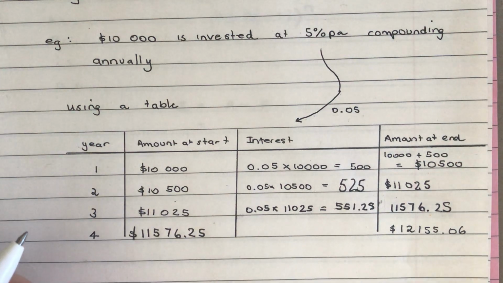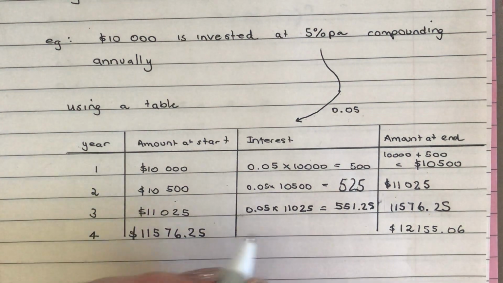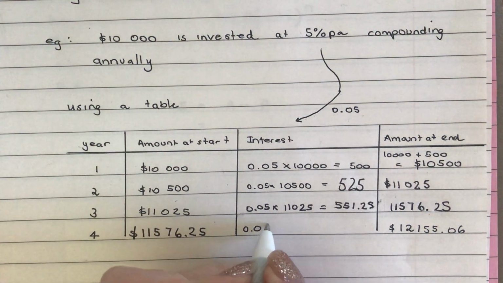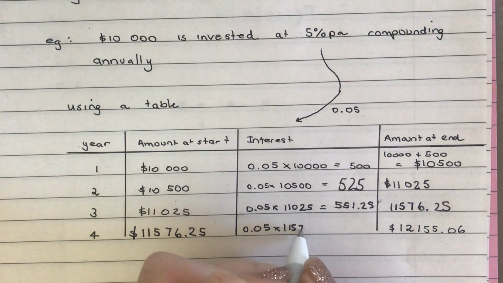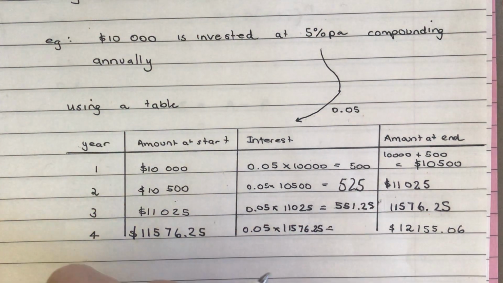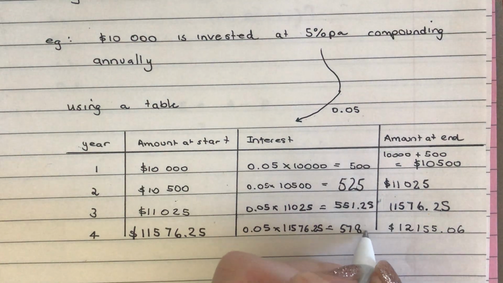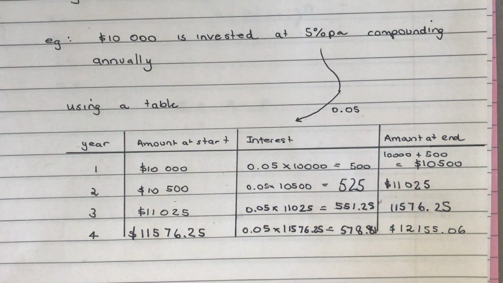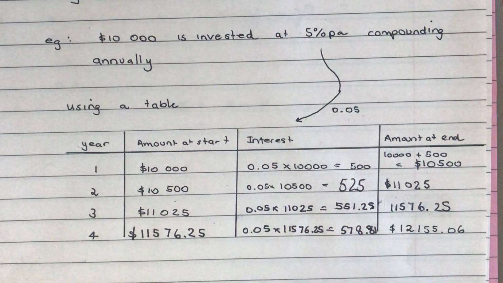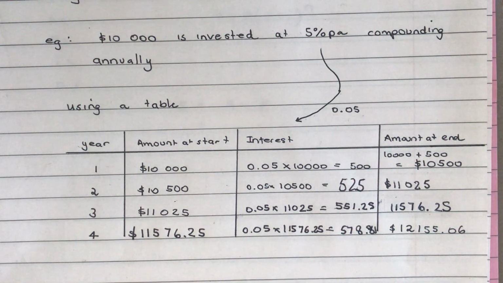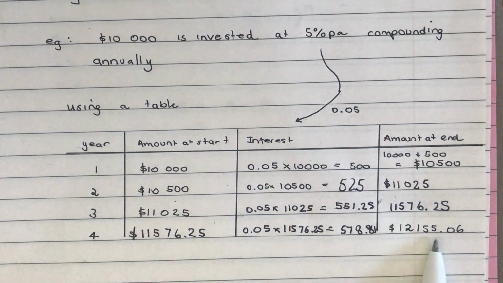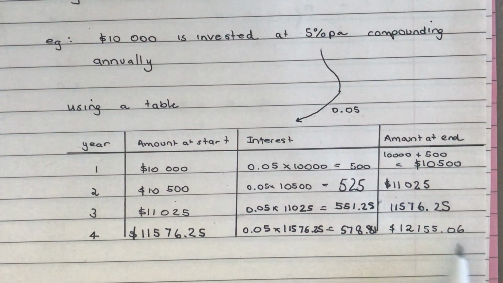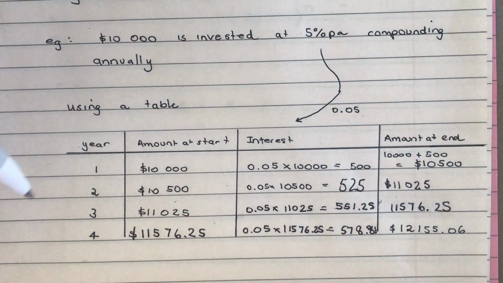And we're going to multiply that by 0.05. And we get $578.81 and some decimals. And we'll add that to what we started the year with. And we get $12,155.06.